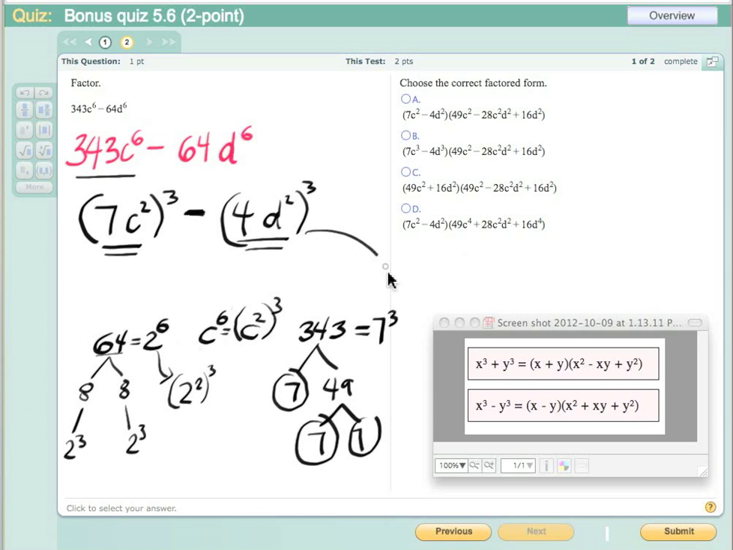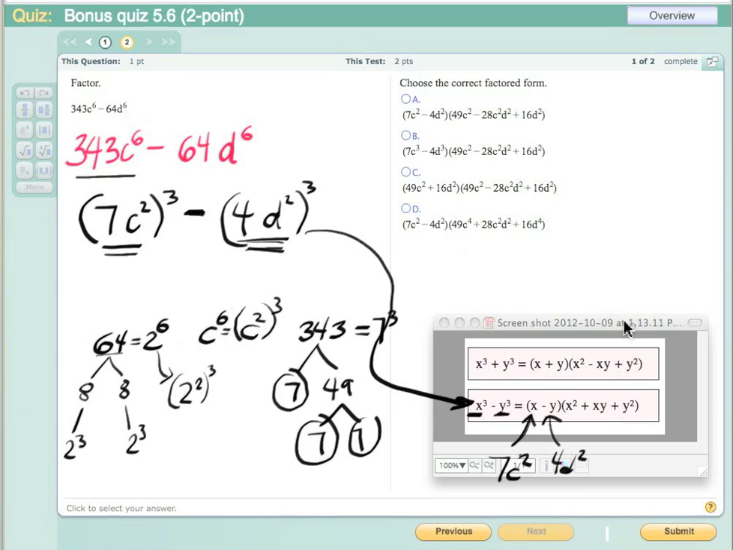And I am free to run this formula right here, where my x is going to be this conglomeration, 7c squared. Wherever x appears, I'm going to replace it with 7c squared. My y, I'm going to replace it with 4d squared. And I'm going to have to be careful here doing these multiplications, but really that's all there is to this. A very complicated substitution problem.